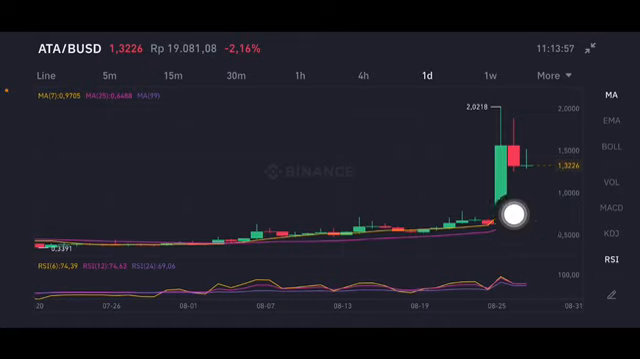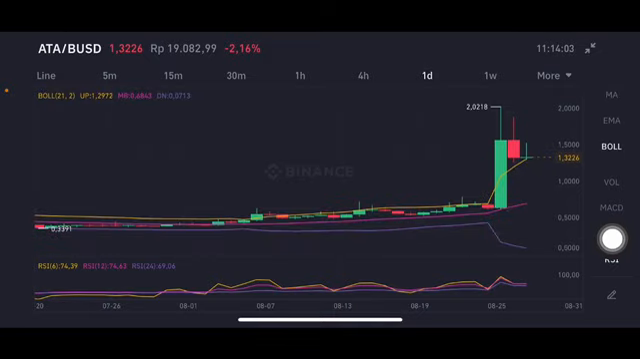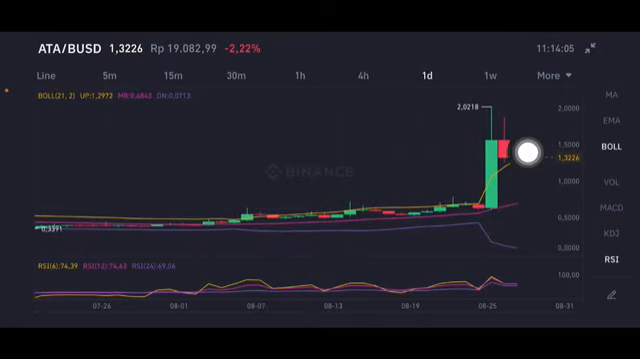The next one we're gonna see is the RSI stochastic, which is already in the overbought zone, and on the Bollinger Band it's already trying to go to the upper band here. The upper band, or the yellow one here, is at 1.2972 US dollar.